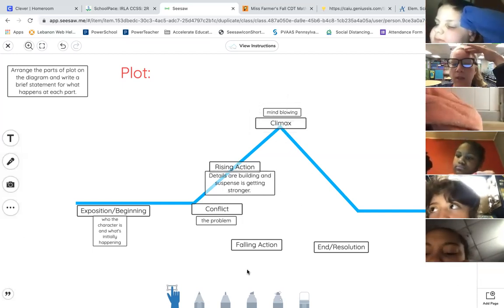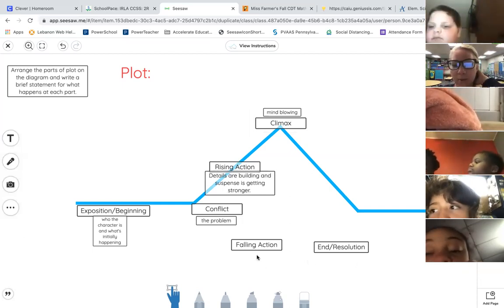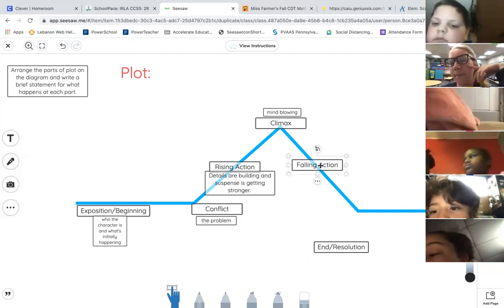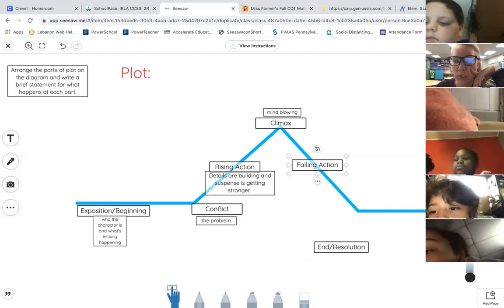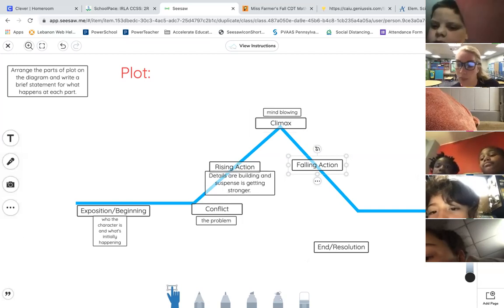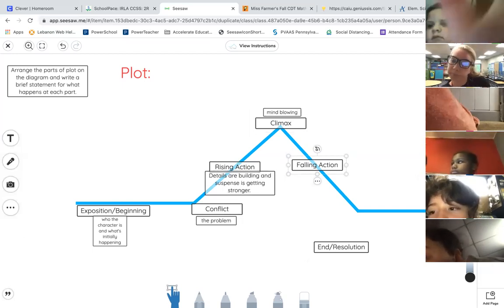All right. Then what comes next? Falling action. There we go. Now we're getting some participation. What happens in the falling action? How can we describe this? How are we describing the falling action?